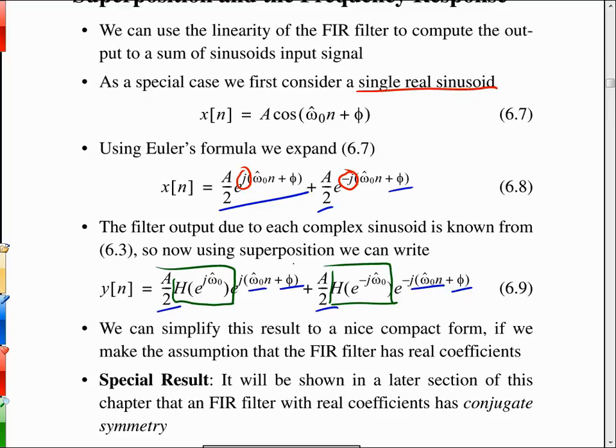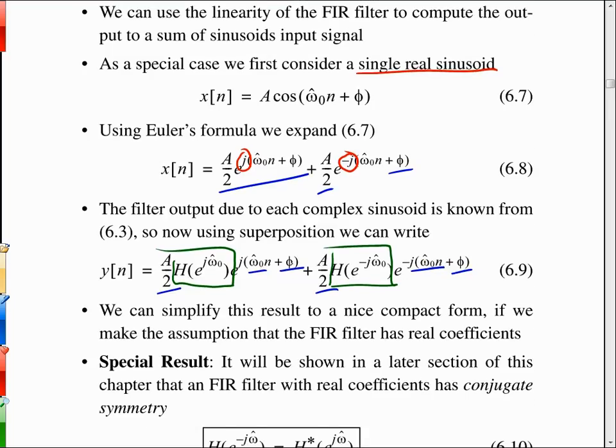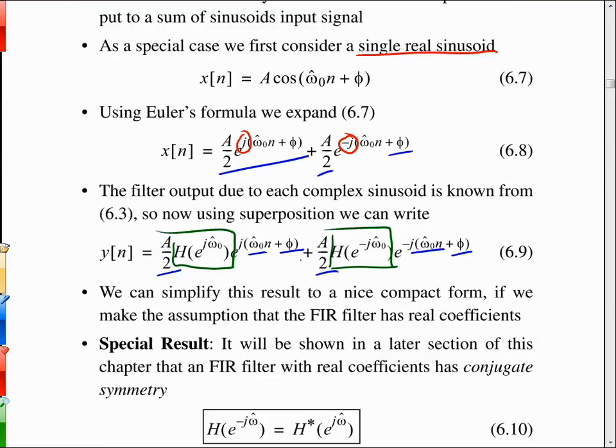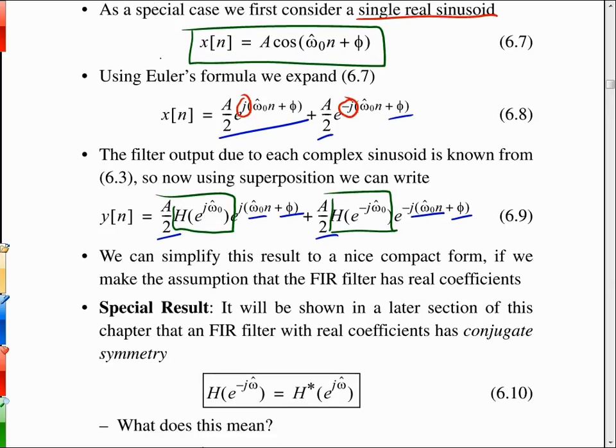If we had to stop here, the result wouldn't be quite so beautiful, but fortunately, we can simplify this. We can simplify down the result of applying this input into a nice compact form at the output. And this is the result that's on the next page, but this is the result that I contend that all electrical engineers need to know, whether it's continuous time or discrete time.